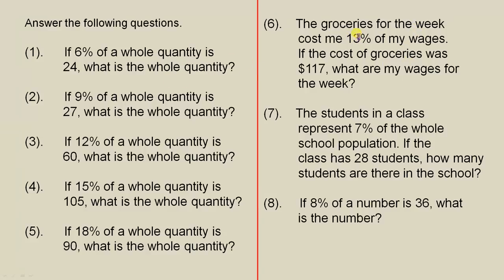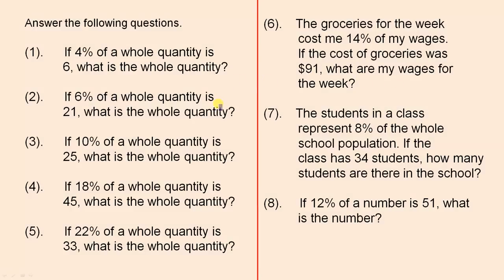Basically, it's saying that 13% of my wages is $117. So find what 1% is by doing a simple division. When you get that answer, multiply that answer by 100, and that will give you the answer with respect to the wages for the week. Same with that. And this one here is very similar to those. Let's have a look at the next slide.